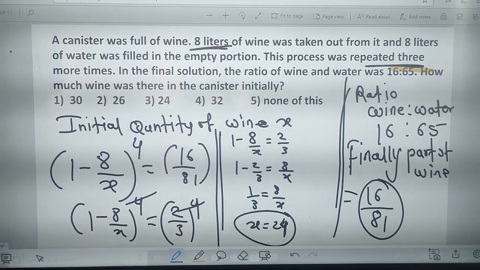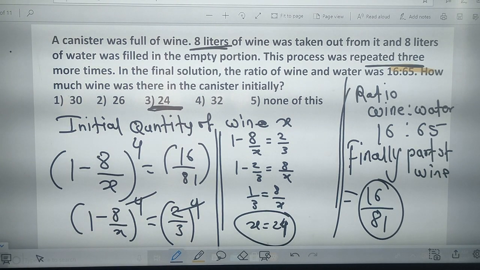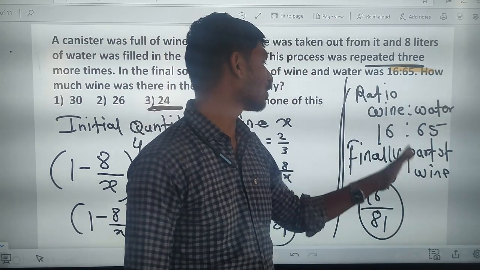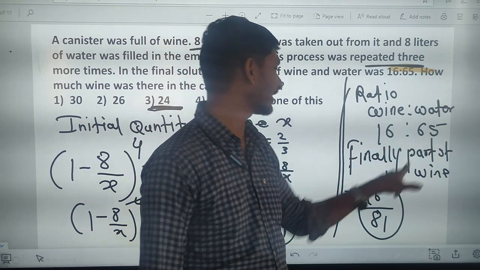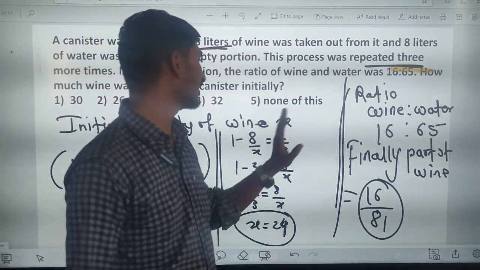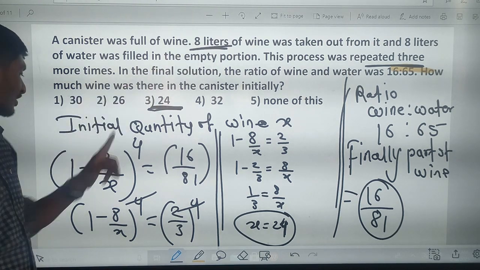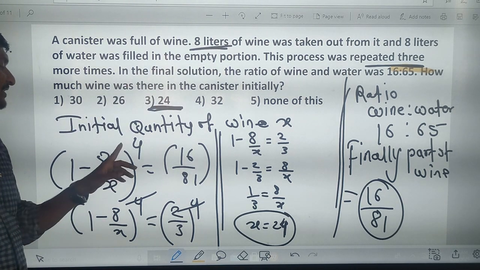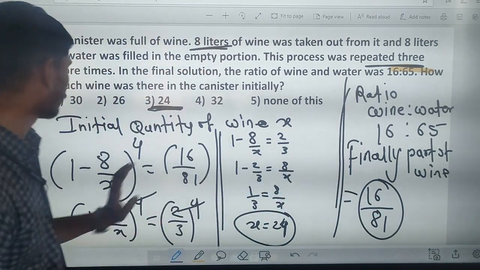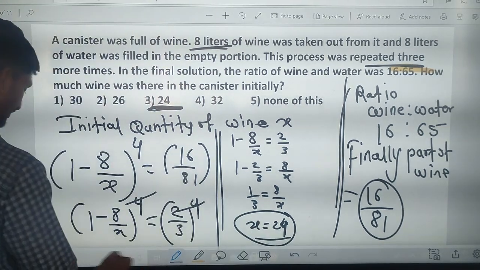Your answer is the initial quantity of wine is 24. Here we will find only the final part of wine. Final part of wine is 16 divided by 81. Now we write initial quantity of wine is x liter. 1 minus 8 liter was drawn, 8 divided by x, and this process done 4 times is equal to this final quantity of wine. Here we solve, then your answer is 24 liter.